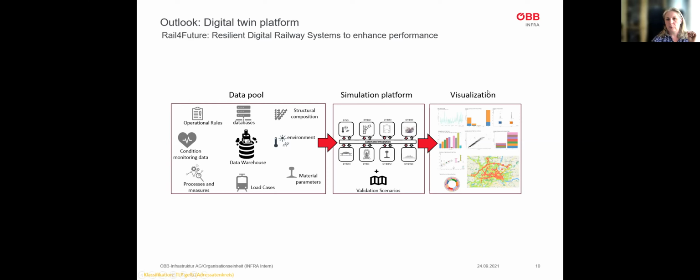And the third part of the project is dealing with the visualization, because if you have got some results of simulations, you have to present these results to the human operator in a comprehensive way, so that he or she can choose the measures that have to be done now.